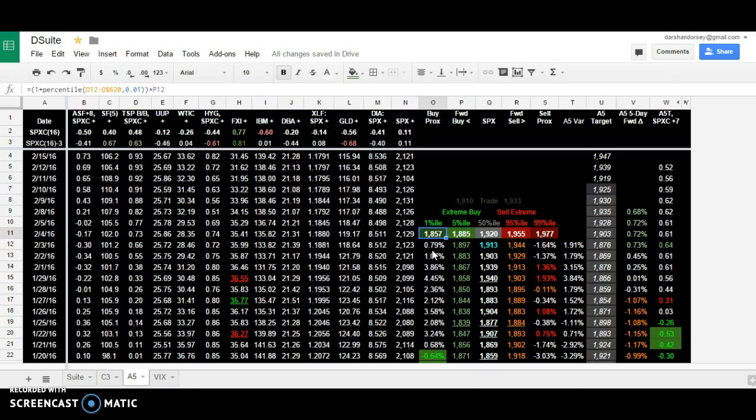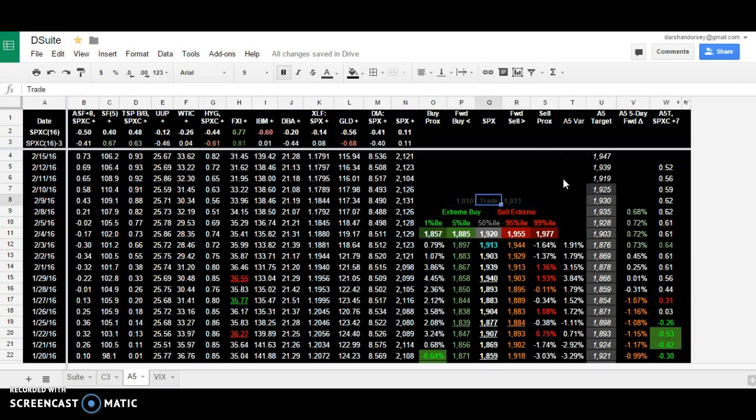That would be your deep value buy for a multi-week swing buy. And then over here, same thing, our first sell target, 1944, second 95th percentile sell target at 1955, and our final really extreme sell target at 1977. And then when they do apply, you'll have your very short-term day trading targets. Up here right now, they're at 1910 and 1933.